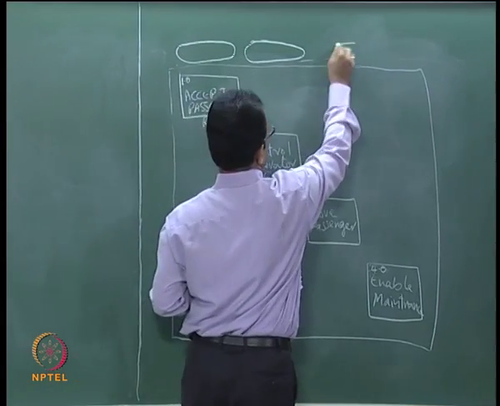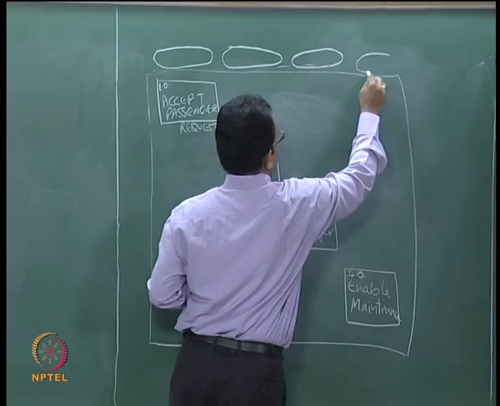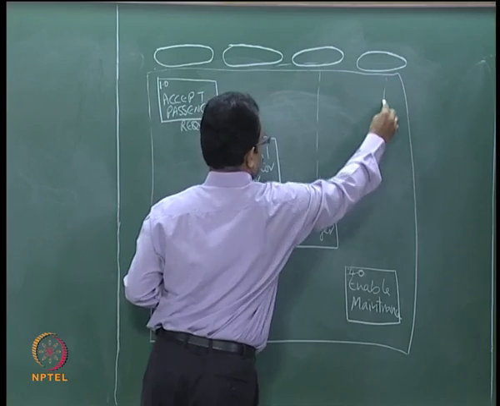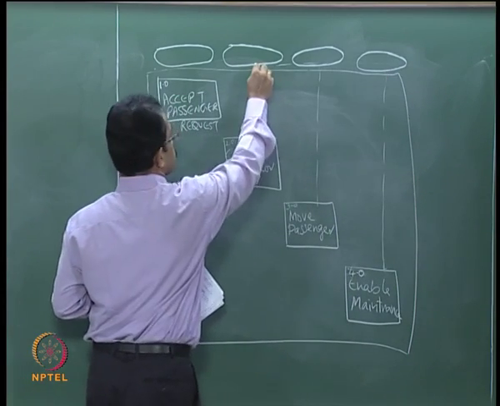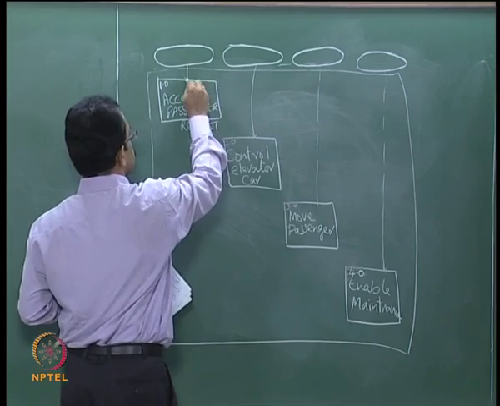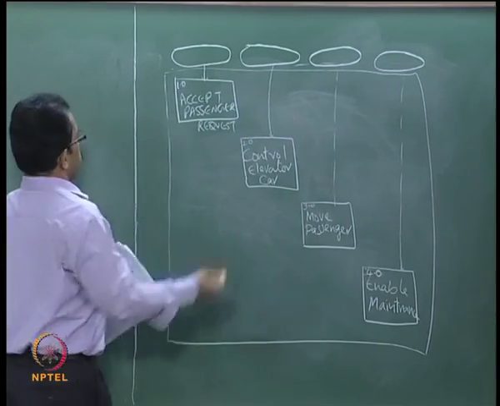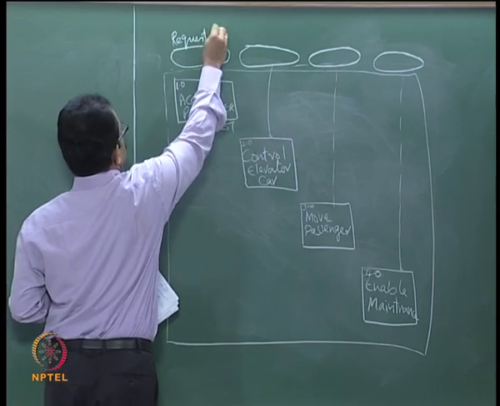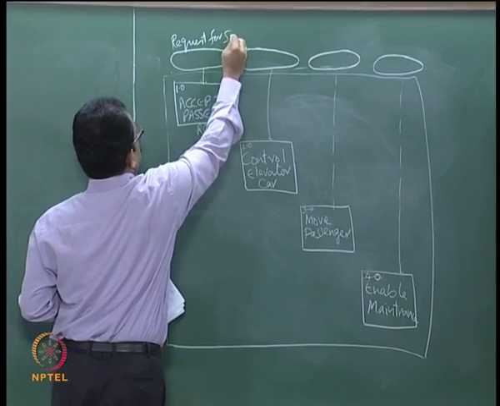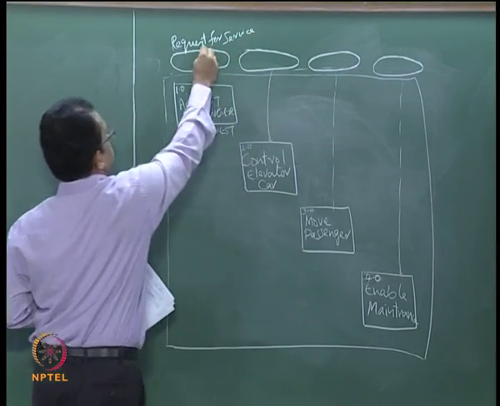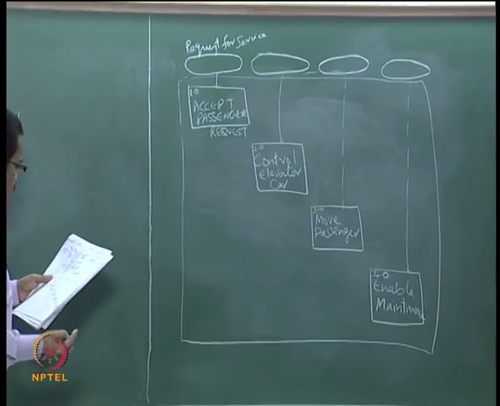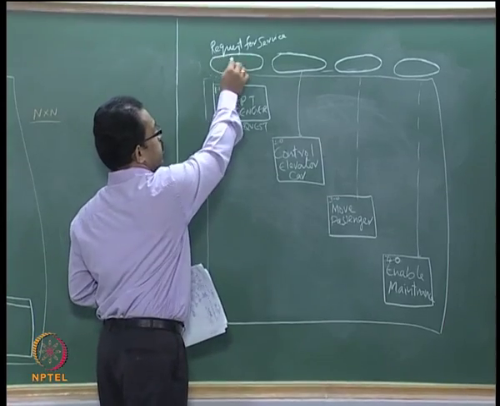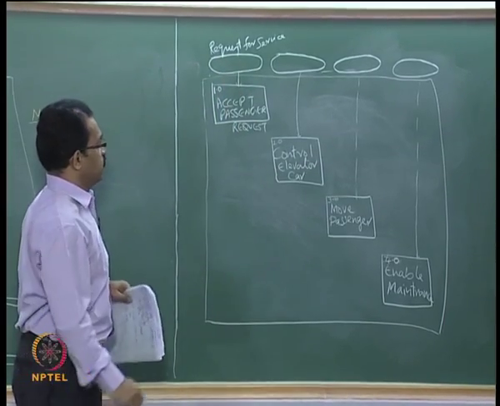External inputs can be represented at the top for all these sub functions. So any input coming from the outside can be represented like this. For example, this will be the request for service. So that can be one input. Similarly, you can have different inputs like emergency support or exit support. So those are the inputs coming to the first function, accept passenger request.